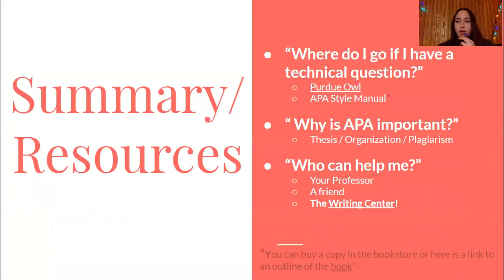All right, so what have you learned, or what do I hope you've learned today? Where do you go if you have a technical question? You're going to want to use Purdue OWL. You're going to want to use the APA style manual, the 7th edition. Make sure you're using the right edition because there are going to be some changes between the two. But yeah, Purdue OWL is a super, super useful source. They have a lot of examples, and they're really good. And really, if you just Google Purdue OWL and then whatever you would like help with, like if it's in-text citations, Google that too. Otherwise, I'm going to keep the link in the description of this video, so you can always go there.